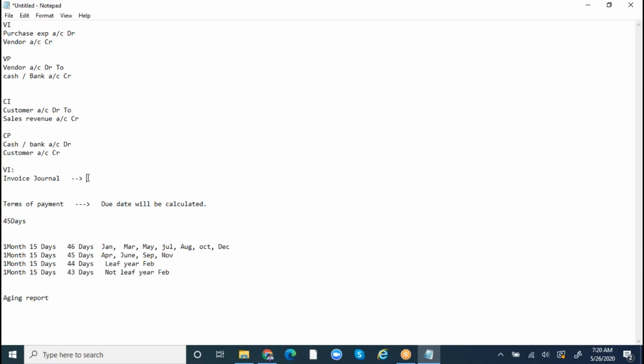In the same manner, you will map the same terms of payment to the customer also. If you are mapping it to the customer, you are not going to ask the customer to pay money, because the due date is already 45 days. So the customer will pay on the 45th day as per the process.